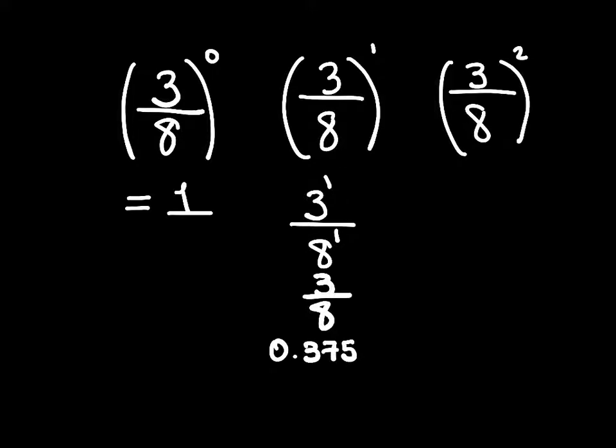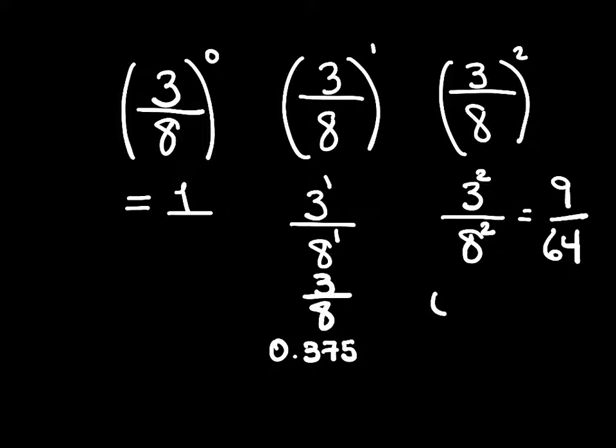In the final example, we again have parentheses and an exponent outside. So we have 3 squared divided by 8 squared. 3 squared is 3 times 3, which is 9. 8 squared is 8 times 8, which is 64. So we have 9 divided by 64. 9 divided by 64 is 0.141. So again, whenever you have a set of parentheses and a fraction inside of those parentheses, you are going to raise each thing inside to that power.